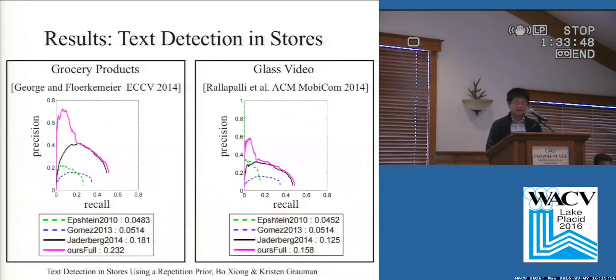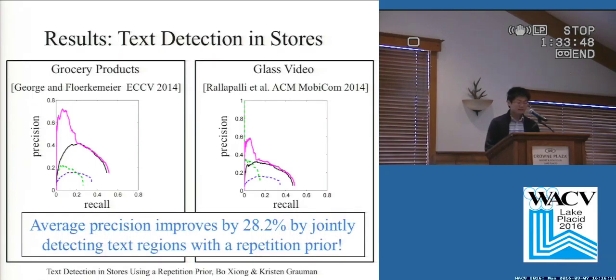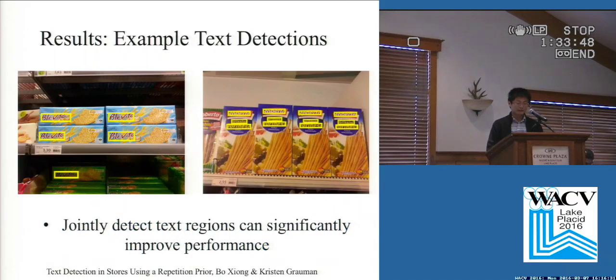We compare our method with 3 existing baselines, including the stroke width transform, a method based on MSCR regions, and the state-of-the-art method based on deep learning. We outperform all baselines, including the deep learning one, and our method outperforms the deep learning-based method by more than 28%. This is a very important empirical finding because our method directly operates on the output of the deep learning-based method. This confirms that by jointly doing the text detection, we can definitely improve both the precision and the recall. And here are some examples of text detections.